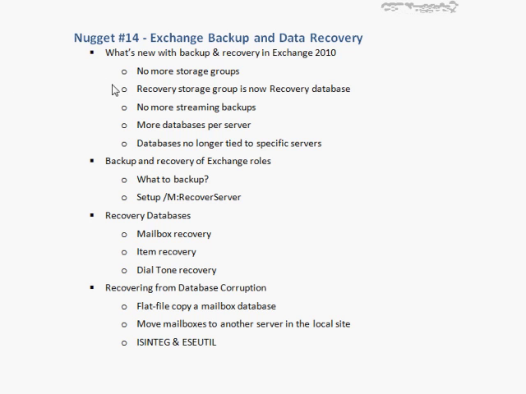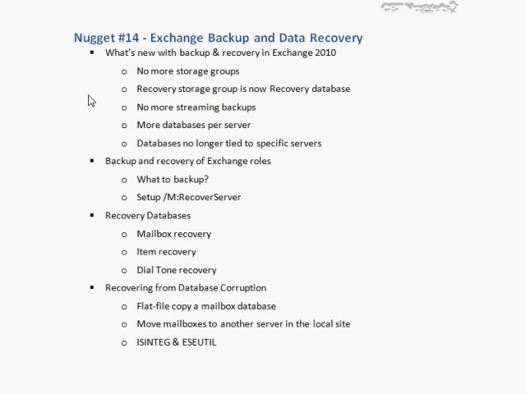Now, we've talked about some of these before: the idea that there are no more storage groups, and that now the recovery storage group, because there aren't any more storage groups, is really a recovery database, and how we don't really have streaming backups anymore. We really just use a process of quiescence for the database, where we pause that database and then pull off the data from that database using snapshot technology. We also have more databases per server, so we don't have to worry as much about whether we've got enough database capacity to put a recovery database in place. And most importantly, our databases are no longer tied to specific Exchange servers.